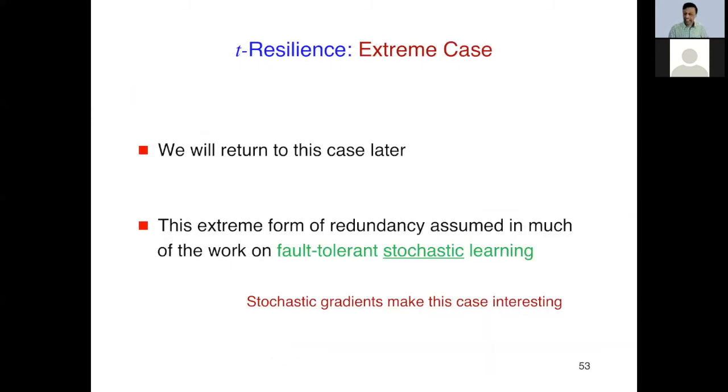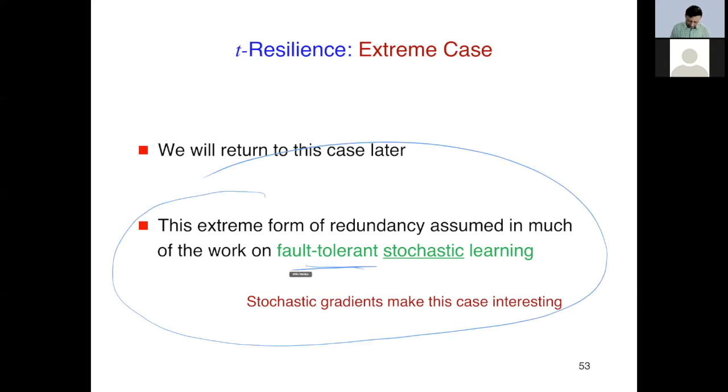We will come back to this setting later on, even though it's so extreme in that all the agents are treated as essentially equal or identical. That's the setting that is very commonly assumed in the work on fault-tolerant learning. This tutorial is about fault-tolerant optimization and learning. Learning is a special application of optimization, but in particular in stochastic learning, most of the literature on fault-tolerant stochastic learning assumes that all the agents are actually identical. And as I showed on the previous slide, the problem is quite trivial because you can solve it by just majority vote on the gradients.